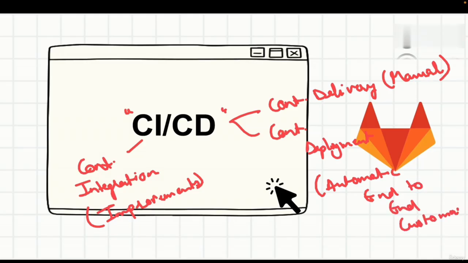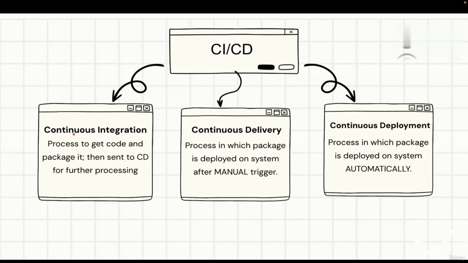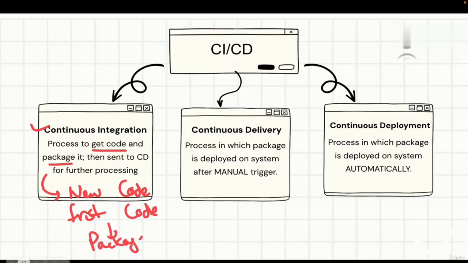We are going to understand more about this in depth. So what is CI/CD? CI/CD refers to three terminologies. CI stands for continuous integration. CD can refer to continuous delivery and continuous deployment. In the continuous integration process, we get the code and package it, then send it to CD for further processing. So as there is a new update in the code, or we are developing the code for the first time, we have to make it into package form so that it can be provided to the customer for use. So this is how continuous integration works.